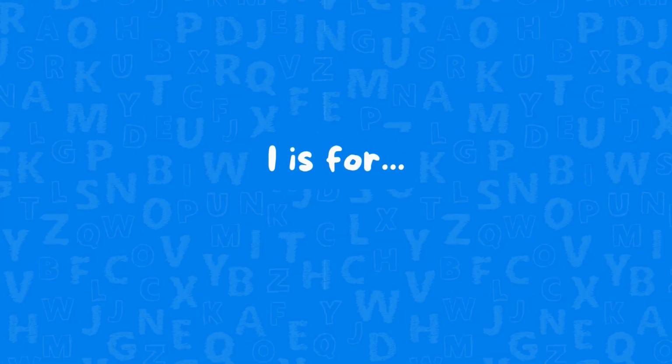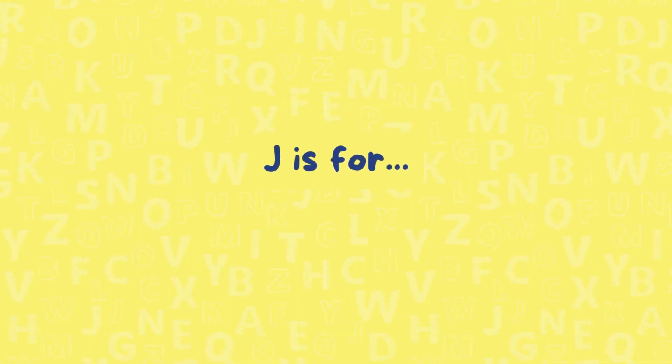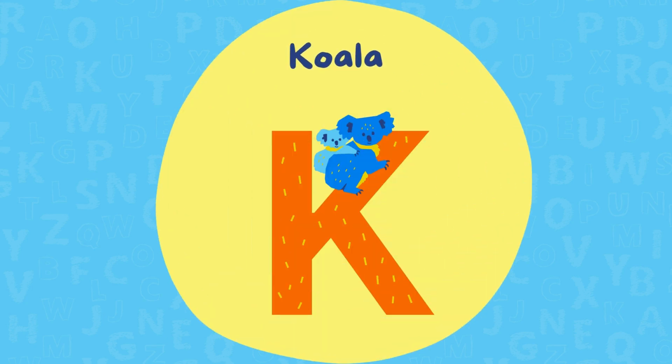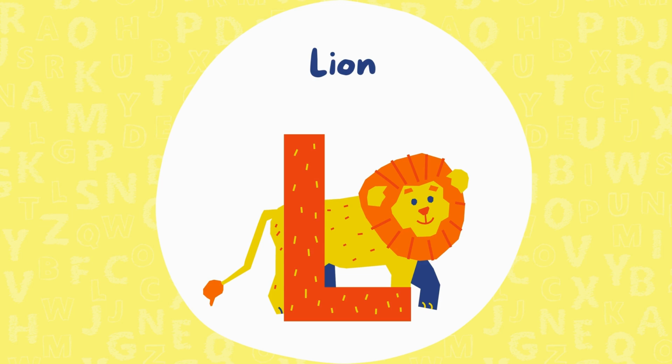I stands for iguana. J stands for jaguar. K stands for koala. L stands for lion.